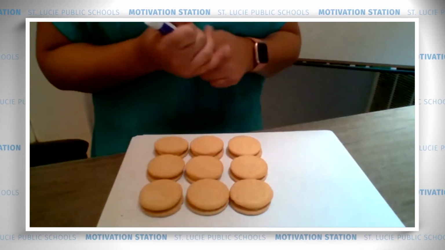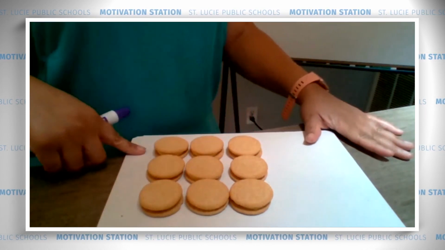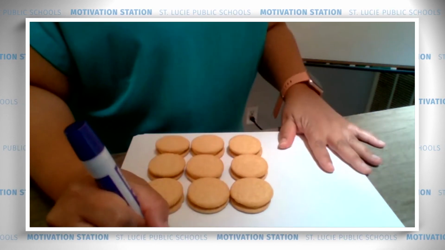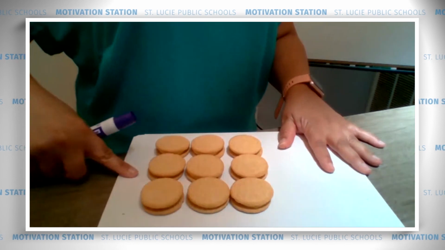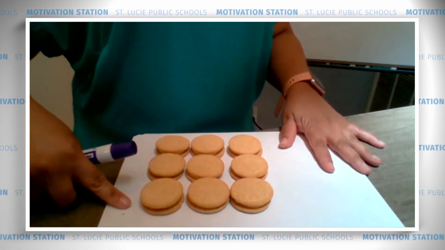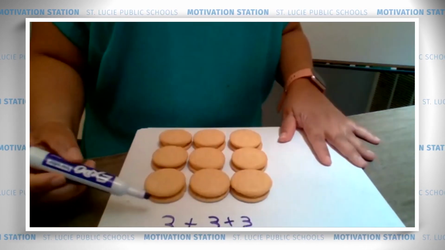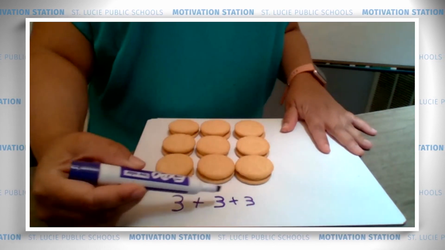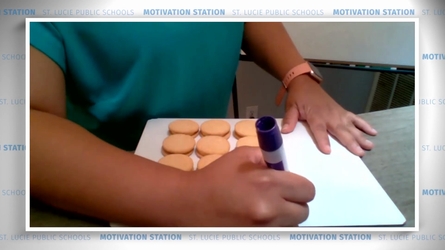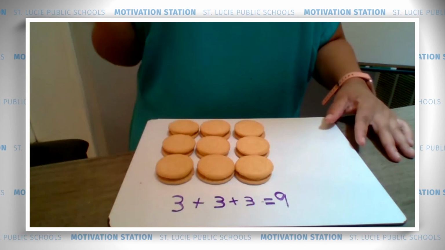But what if I wanted to write a repeated addition sentence? I have one row with 3 plus I have a second row with 3 and I have a third row with 3. So I know 3 plus 3 plus 3 equals 9. And as we counted them individually, we also counted 9.